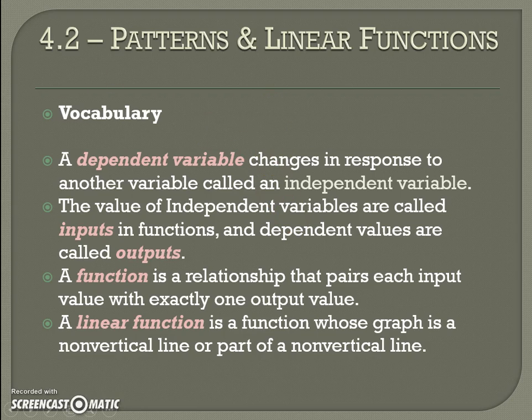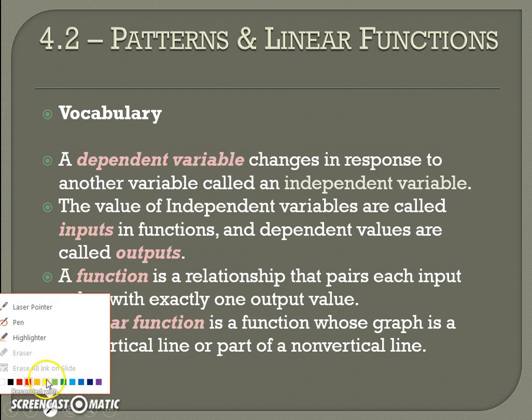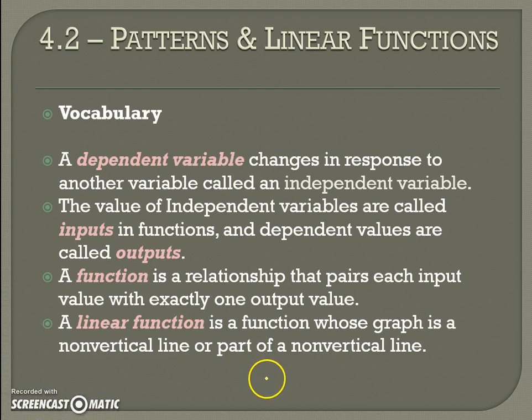First word here is a dependent variable. It says it changes in response to another variable called an independent variable. It depends on something. For instance, you depend on your parents to make sure that you have food. That makes you a dependent of theirs. The same thing could be said for a dependent variable. It depends on something else doing something. The values of independent variables are called inputs in functions, and dependent values are called outputs.